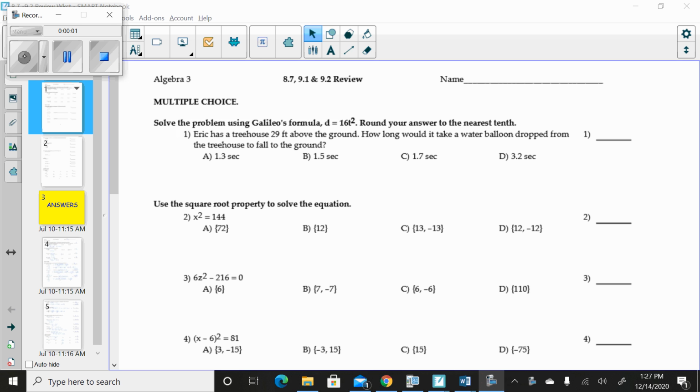All right, so we're going to do a review here for the end of chapter 8 and chapter 9. So we're going to go through the review sheet. Some of them I might just start and have you finish. Some of them we'll go all the way through just to get a nice overview of what's going on from the end of this chapter.